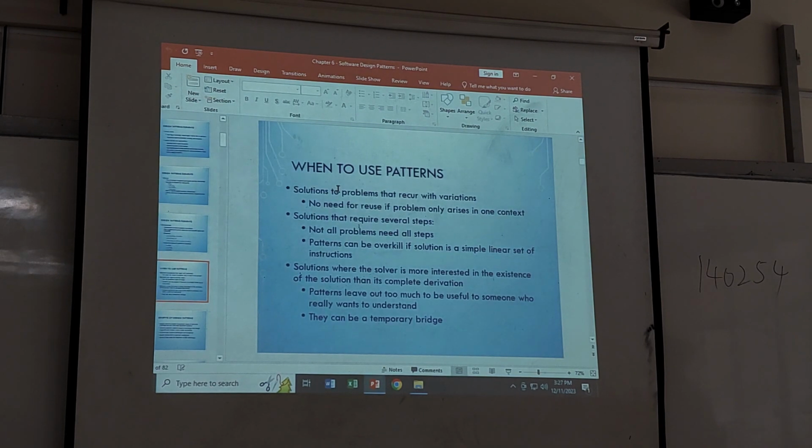Maybe for those solutions, the developer is more interested in the solution rather than the complete implementation of the software. So these are some factors you need to consider for whether it is suitable to apply a design pattern.